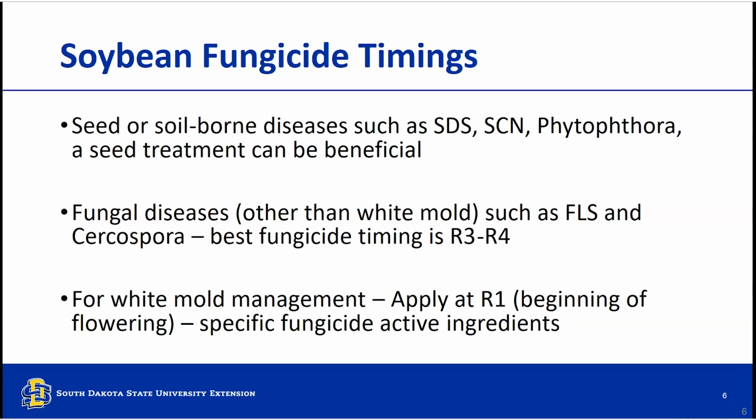There are specific active ingredients within those fungicides to protect against white mold. If we skip that flowering time frame and say, I'm just going to put it on at R3, R4, well, this disease enters when the plant is flowering. You've missed that window. You have protection against the other diseases, but you're not getting protection against white mold. So again, timing is everything. With soybeans, R1, R2 is the best time for white mold. R3, R4 is really that podding time frame, and that's for the other fungal diseases.